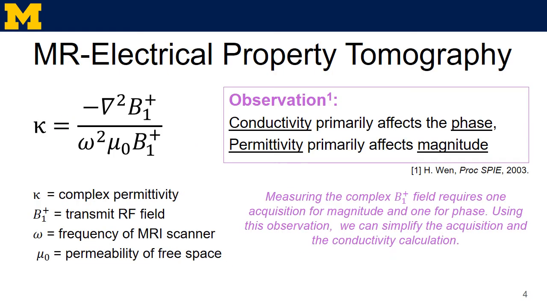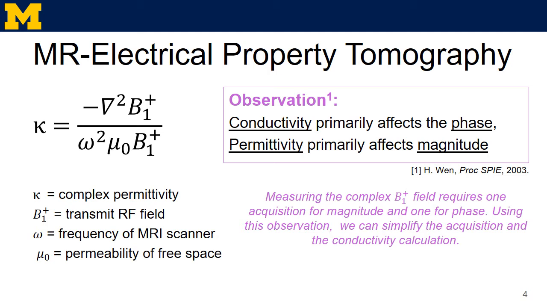One way we can measure conductivity in vivo is with MR electrical property tomography, or MREPT. The complex permittivity kappa is related to the transmit RF field, or B1+. Now, typically when we want to measure the complex valued B1+, we would need one scan for the magnitude and one scan for the phase.